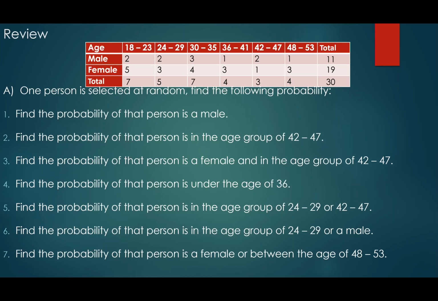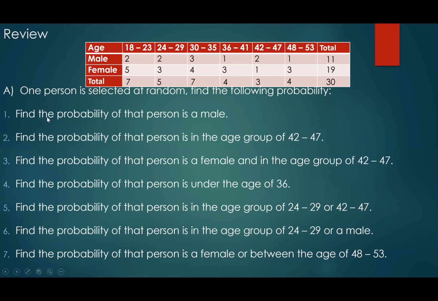This is what I told you last time: first of all, recognize that one person is selected at random. Looking at this, you only select one person, okay? Like I mentioned, if you select one person, one item, one thing, then you don't do multiple times, and if you don't do multiple times, you do not multiply, okay? In this case, they ask you, if you select one student at a time, at random, find the probability of the following.